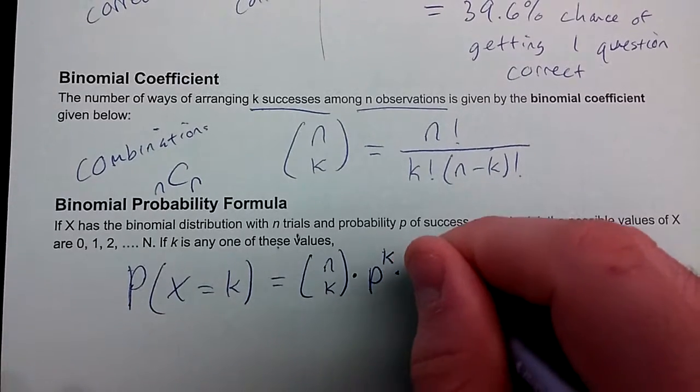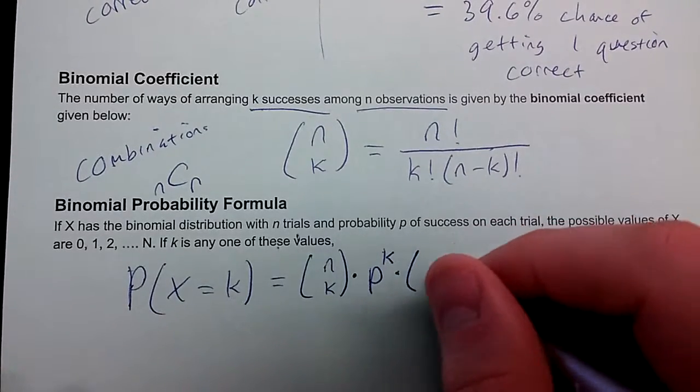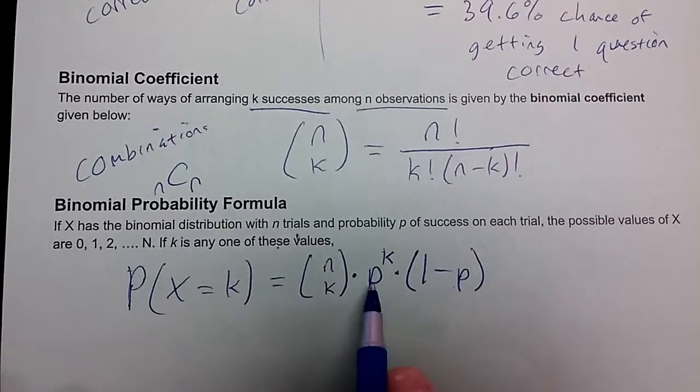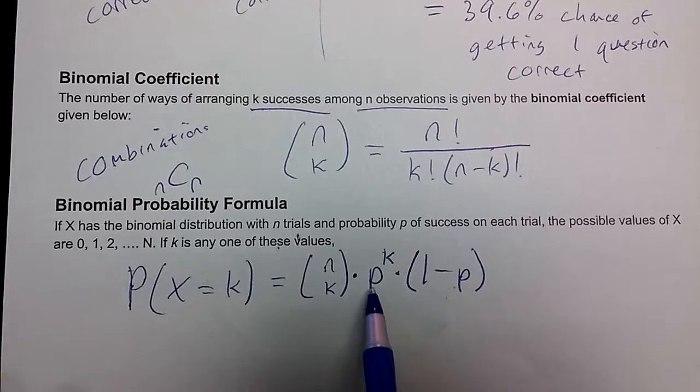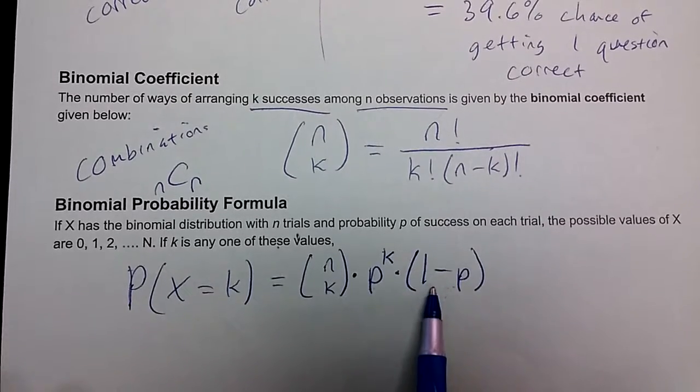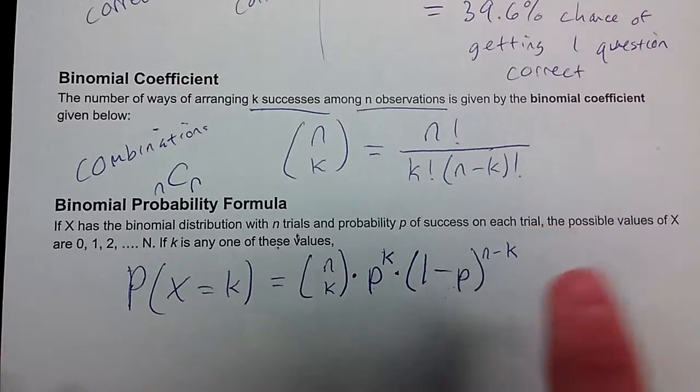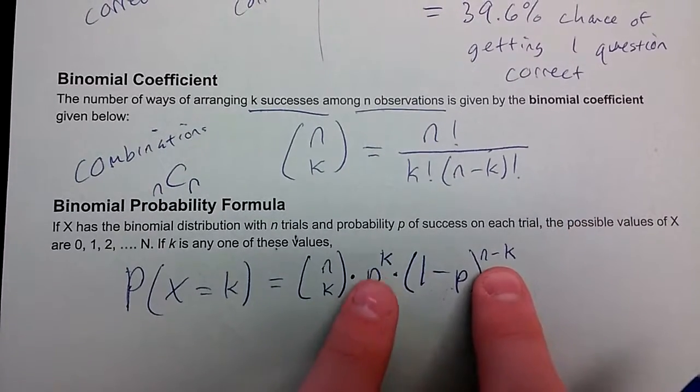You're going to multiply that by the probability of failure, which you've already talked about is the complement of success. So success is a probability of p. That means the probability of failure is 1 minus p. And this is going to be raised to the power of n minus k. Now, it may look complicated here, but let's just talk about this for a second.